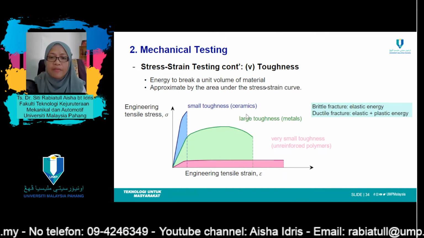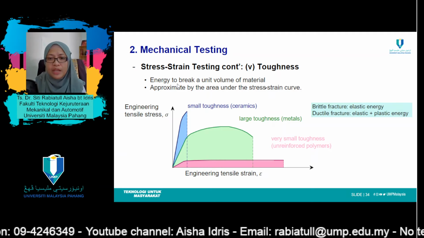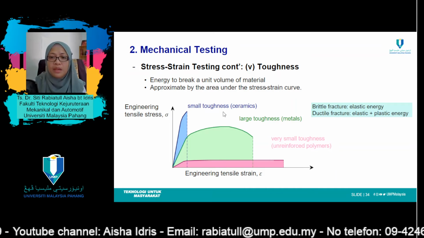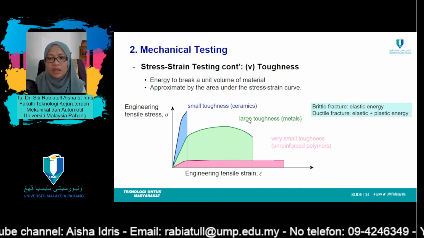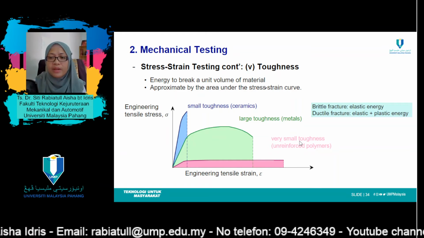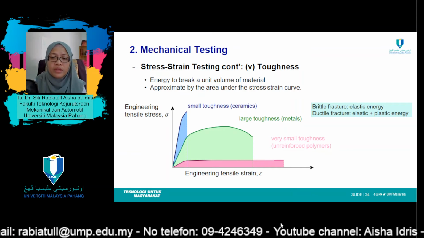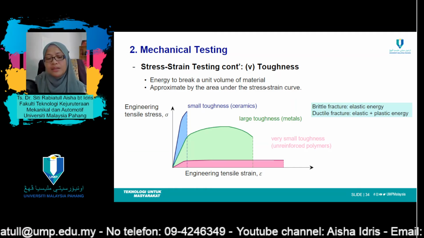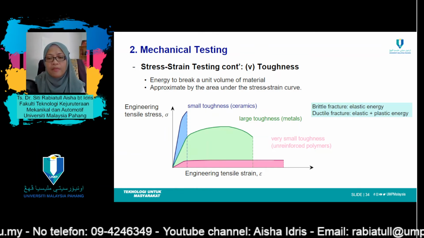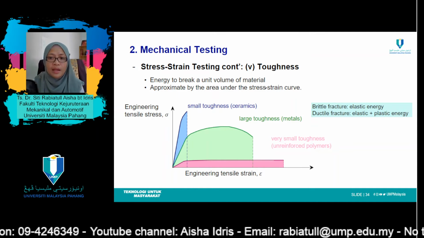Number 5 is toughness. Toughness refers to the energy to break a unit volume of material, and ceramic has small toughness. Metals have large toughness. Polymers have very small toughness. So several different types of materials have different toughness. Like I mentioned just now, even though metal has high strength, it doesn't mean it is high in toughness.